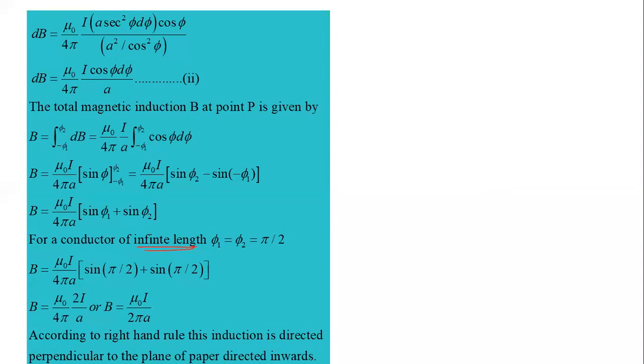Now let me substitute phi 1 and phi 2 for an infinite length conductor. Then we get mu 0 I divided by 4 pi a, in a bracket sine 90 plus sine 90. Sine 90 is 1, so 1 plus 1 is 2. So B is equal to mu 0 by 4 pi, 2I upon a. This 2 and this 4 cancel, so we can write the formula as mu 0 I upon 2 pi a, the magnetic induction at any point near a long straight current carrying conductor. This magnetic induction is directed perpendicular to the plane of paper.